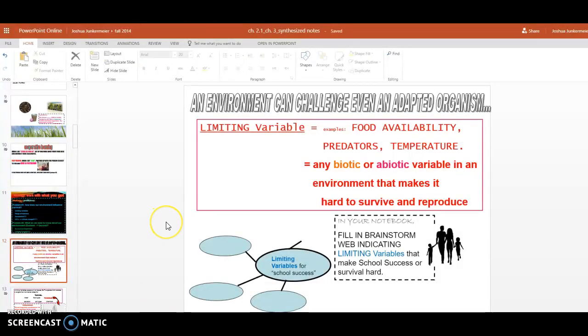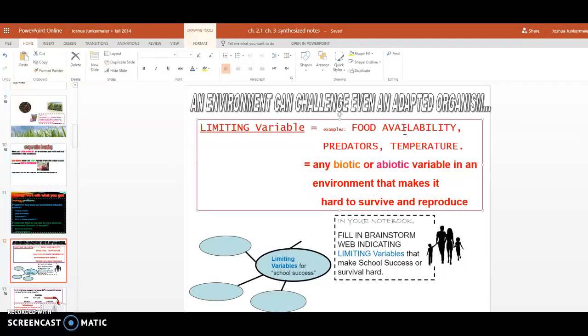First slide is slide 12. In slide 12, we have our definition. So as always, pause this recording and then copy down this definition, limiting variable. In your notebook, you would write slide 12, limiting variable equals, and here are some examples. Examples of limiting variables are how much food you have. This might be not so important to us. Most people, we have plenty of food.